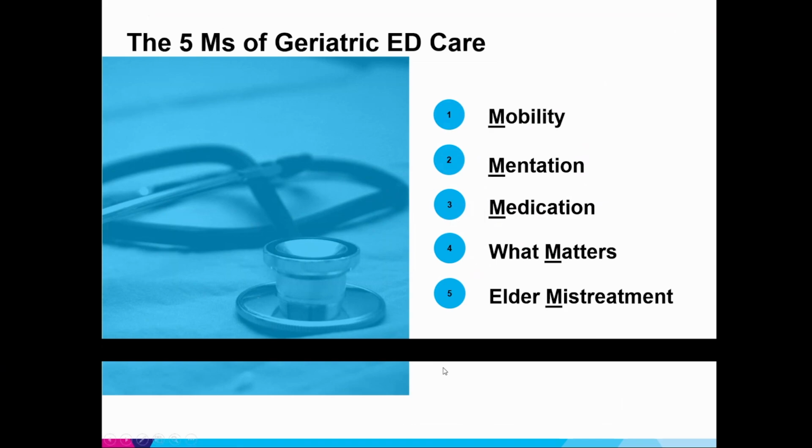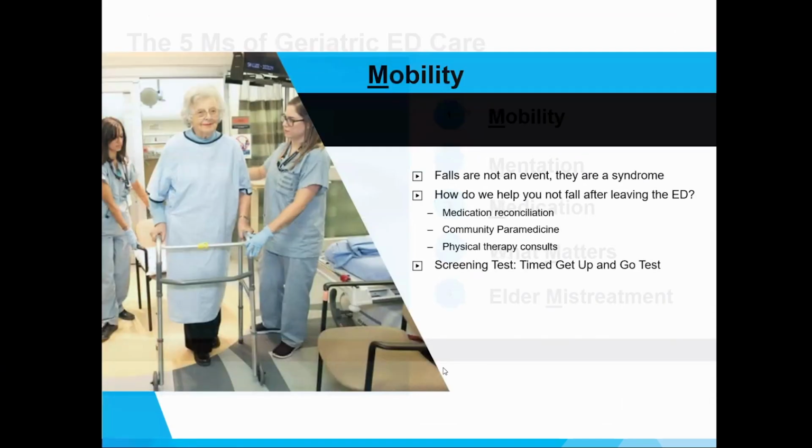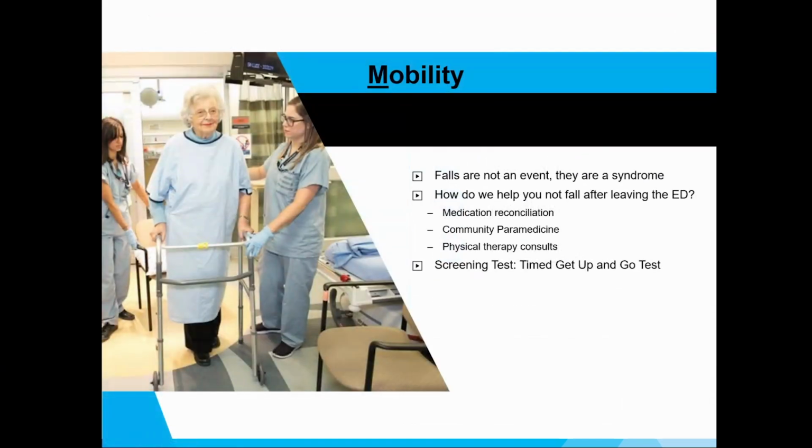Well, we could start with mobility. As you heard with the earlier example, and as we know, falls are a geriatric syndrome. But it's not just about falls. When patients come into the emergency department, we have to make sure that we assess that they don't have a fracture, they don't have a dislocation, and that there's not an acute medical emergency going on.